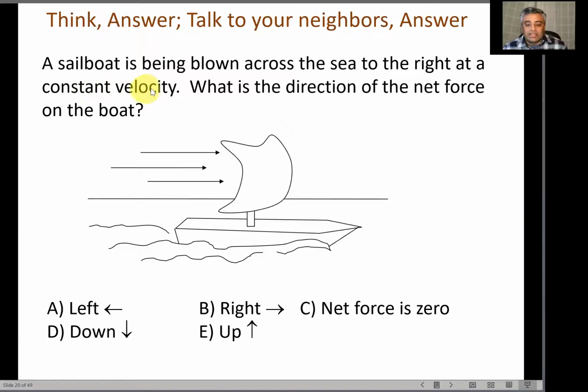So since this is constant velocity, the net force must be zero. Force must be balanced. If force is not balanced, what happens? Newton's second law says there is going to be acceleration. Acceleration means velocity is changing. Changing means not constant. Whenever net force is not zero, velocity is changing. Could be increasing or decreasing, but it is changing. Constant means not changing, of course.